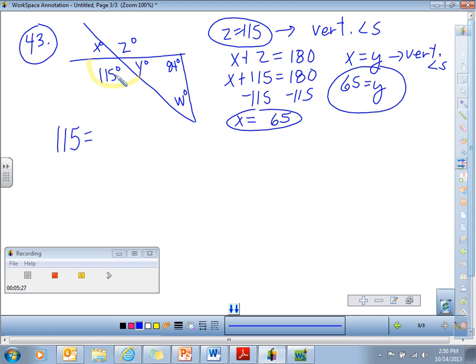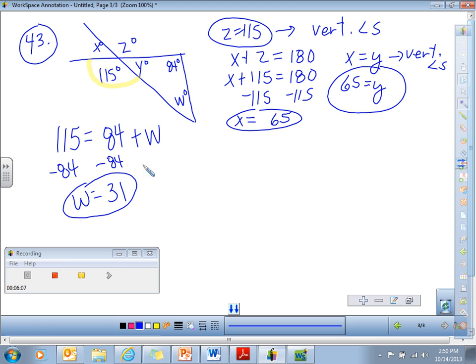Y is right beside 115, so it is not far away. Remember, think about remote control, the angles that are far away. That means it will be 84 and what? W. 84 and W are the remote interior angles. So 115 is equal to 84 plus W. If I subtract 84, what am I left with for W? 31.